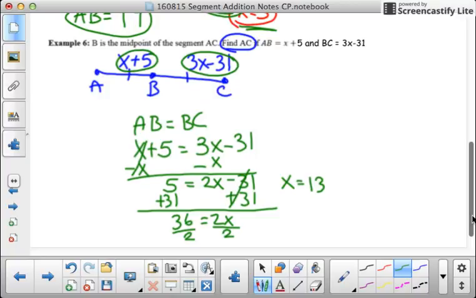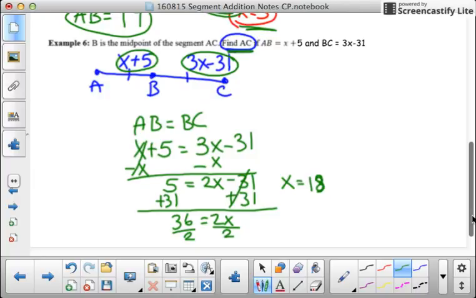All I need to do is figure out how long A to C is. Oh my gosh, I'm having a brain fart here. This is 18. I don't know what I'm thinking. 36 divided by 2 is 18. I apologize. So what I'm going to do now is I'm going to take this number 18 and I'm going to plug it back in for X.